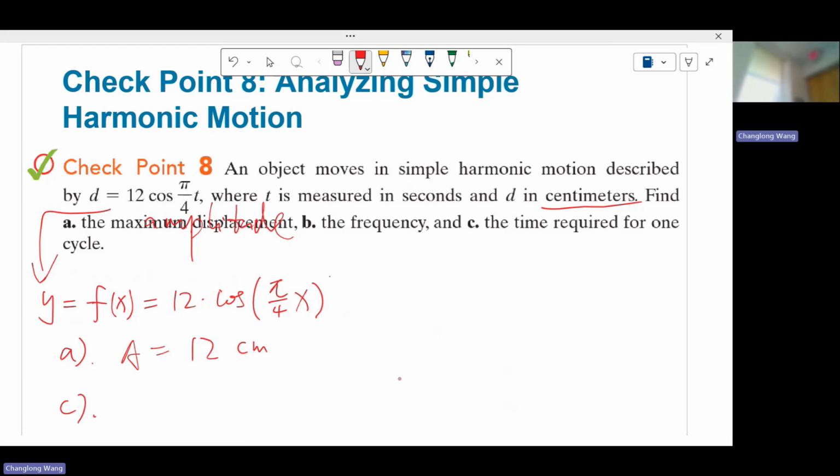What do you mean by really long? No, it's a term, right? Frequency. I have to tell you what it is. But letter C is asking for the time required for a cycle.